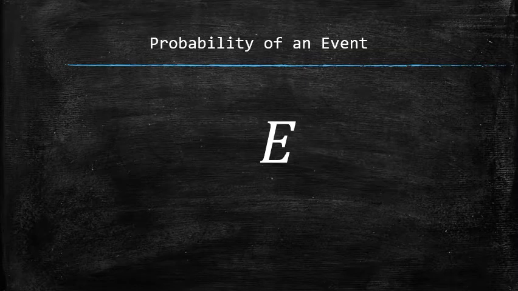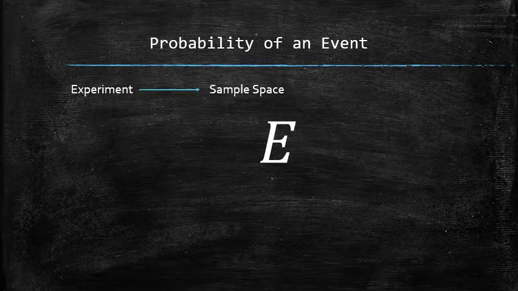And before we start answering this question, we need to understand that for every event there is an experiment for which there exists the sample space, which consists of all possible simple outcomes, using which we can define an event as a set of simple outcomes.